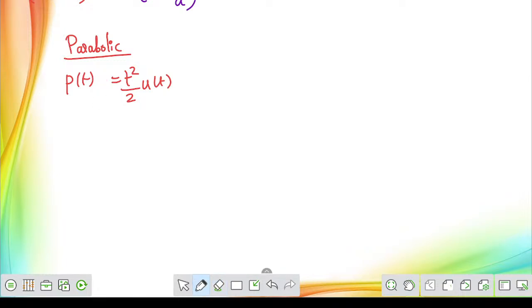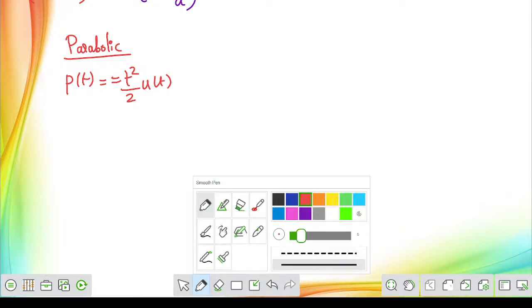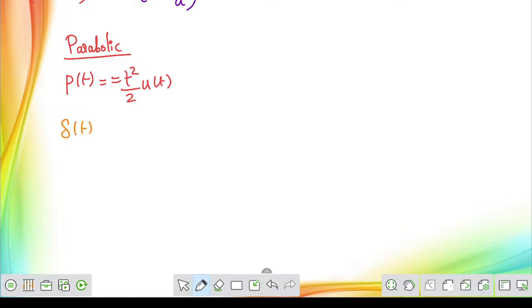Next, what is the relation between impulse and all these signals that we have discussed? If I have an impulse, how do I obtain the step signal? You just pass it through an integrator. The integration of the impulse gives you the step signal. Passing it through one more integrator gives you the ramp signal. Passing it through one more integrator gives you the parabolic signal.